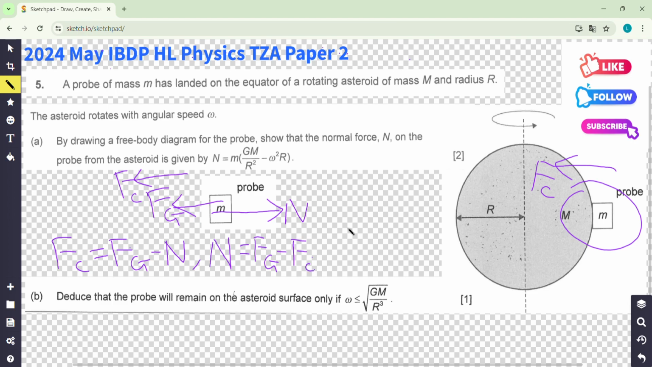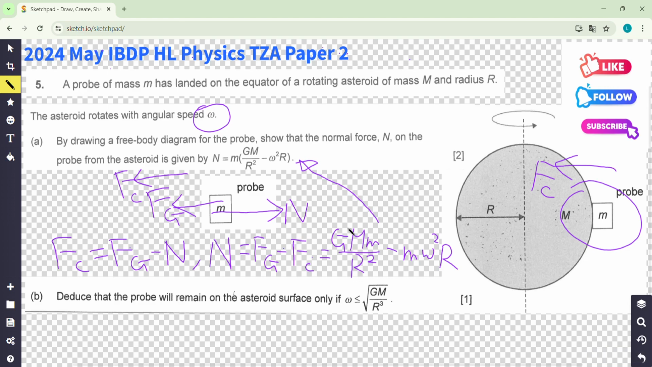So Fg is GMm over R squared. Use the capital R terminology. And centripetal force, v or omega? Yeah, omega. Okay, so minus m omega squared r. Take out the m and you get this relationship. Well done. It is a tough question. Remember, don't jump too many steps.